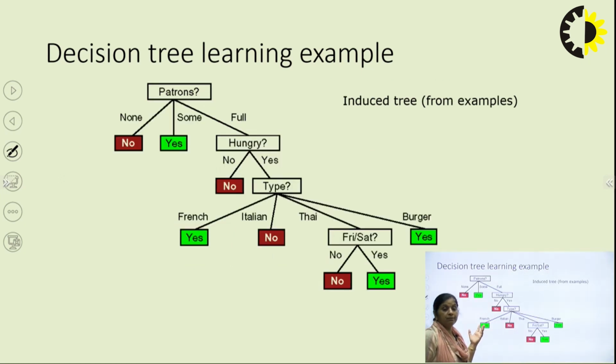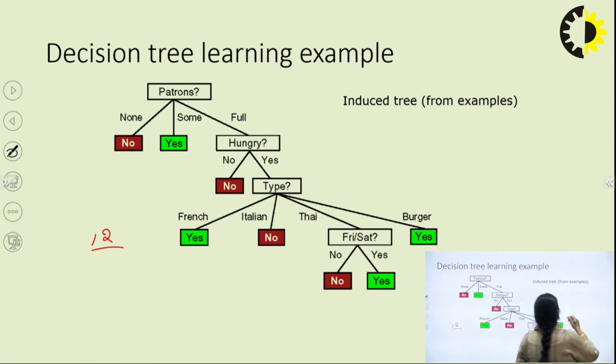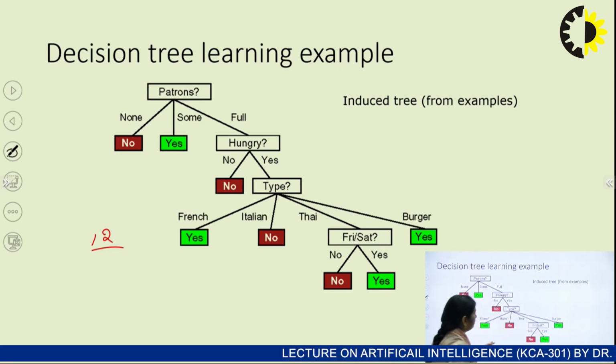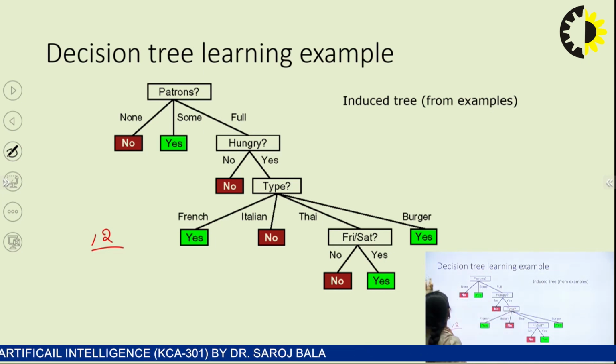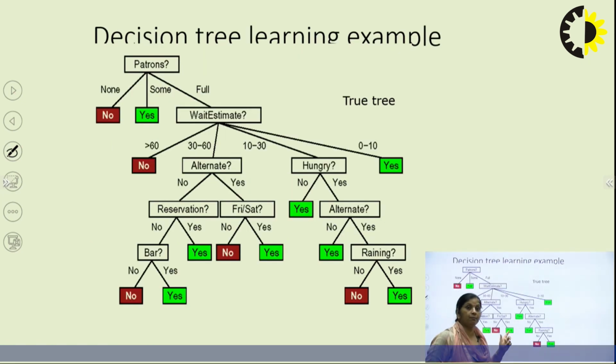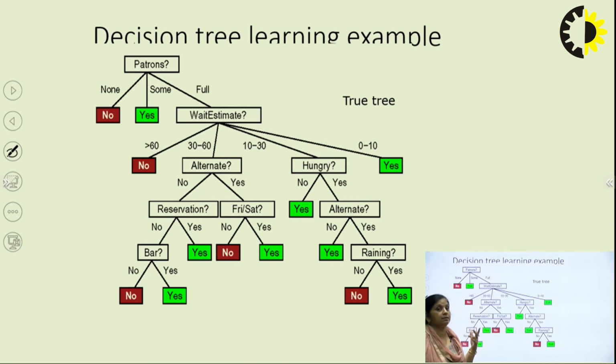So from the given examples, how many examples were given? 12. From those 12 examples, we will calculate this. After Patrons, we will get the next important, Hungry. After that, we will get the next important, Type. After that, the next important, Friday, Saturday. So this is the induced tree from our examples. If we talk about these 12 examples, this is the decision tree. But if we talk about our original example that we started the discussion with, this is the complete tree. We can see from here that it has a different structure.